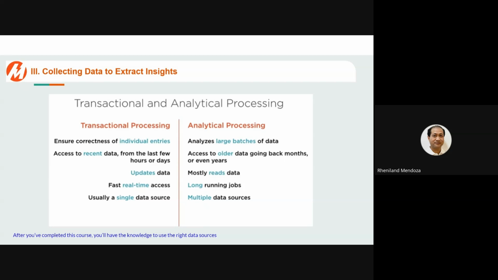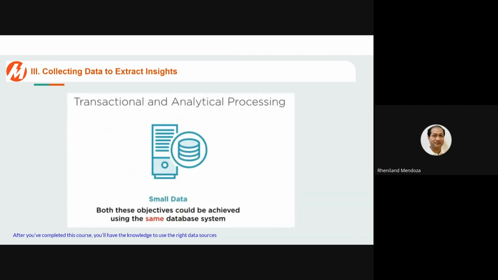Transactional processing systems need to enable fast real-time access to data, whereas analytical processing systems need to be able to handle long-running jobs. Typically, for transactional processing, all of the data is available from a single source. In contrast, for analytical processing, to extract insights, you might require multiple data sources.